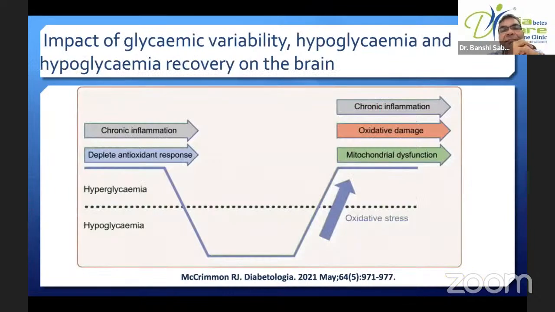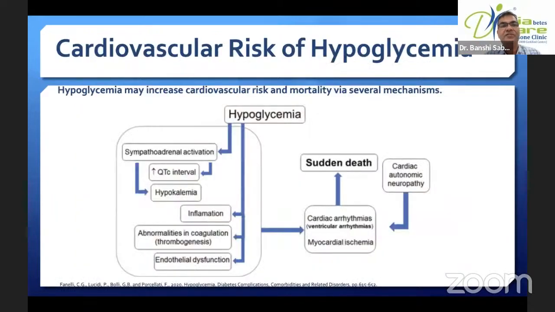The impact of glycemic variability, hypoglycemia and hypoglycemic recovery on the brain: chronic inflammation and depleted antioxidant response, which increases mitochondrial dysfunction, oxidative damage, and chronic inflammation. So actually hyperglycemia and hypoglycemia both are responsible for increasing oxidative stress. It's not that only high sugar is responsible for oxidative stress, chronic inflammation, and mitochondrial dysfunction. Rather, hypoglycemia also increases the risk of oxidative stress.